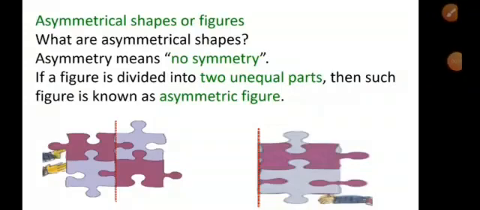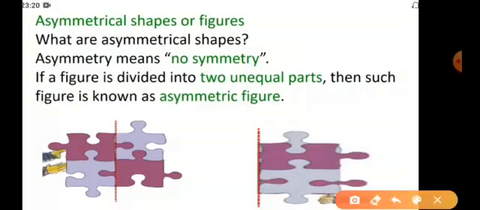Asymmetrical shapes or figures. Now what are asymmetrical shapes? Asymmetry means no symmetry. If a figure is divided into two unequal parts, then such figure is known as asymmetric figure. Suppose in this example, if I draw vertical line, then we can see that this picture is not divided in two equal parts.